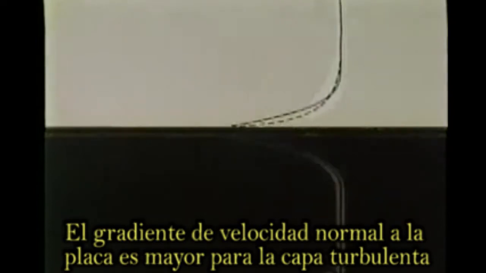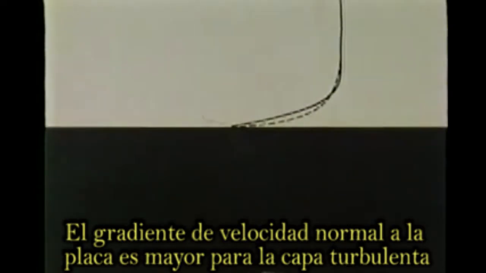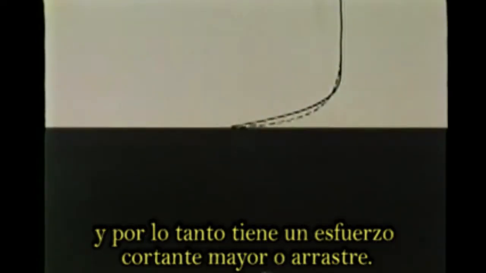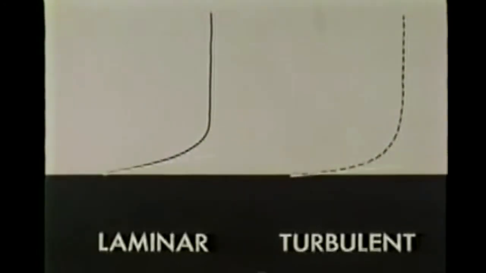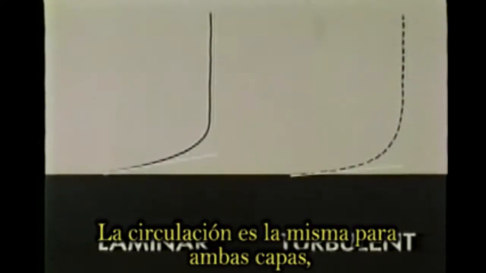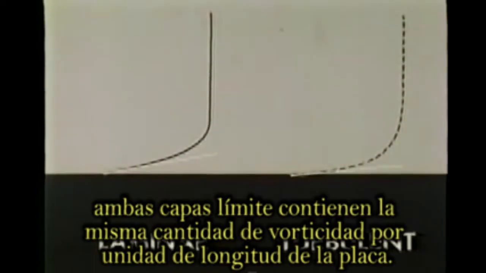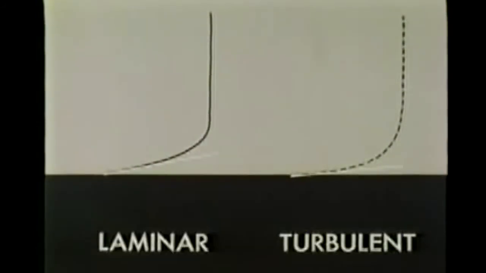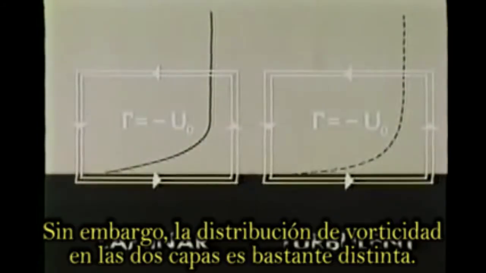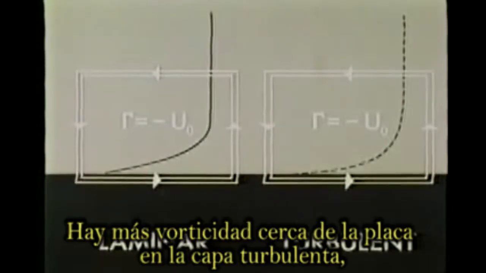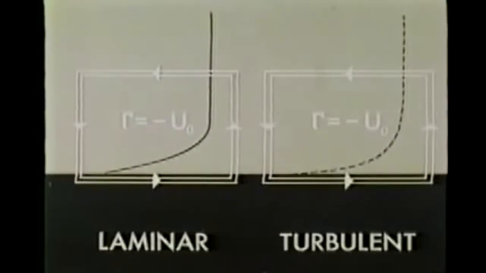The velocity gradient normal to the plate is larger for the turbulent layer, and it therefore has a larger wall shear stress or drag. The circulation is the same for both layers. Both boundary layers therefore contain the same amount of vorticity per unit length of the plate. However, the distribution of vorticity in the two layers is very different. There is more vorticity near the plate in the turbulent layer.